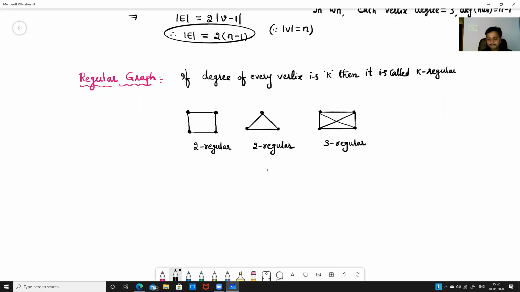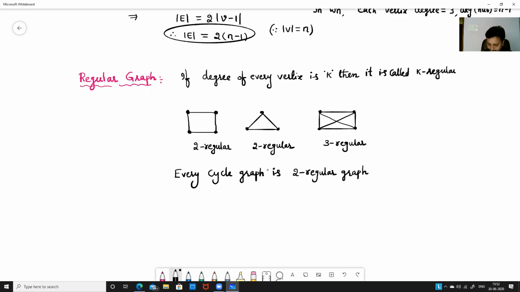In general, every cycle graph, which we covered earlier, is a 2 regular graph, because in a cycle graph, the degree of every vertex is always 2 only. Therefore, it is a 2 regular graph. Every cycle graph is a 2 regular graph.